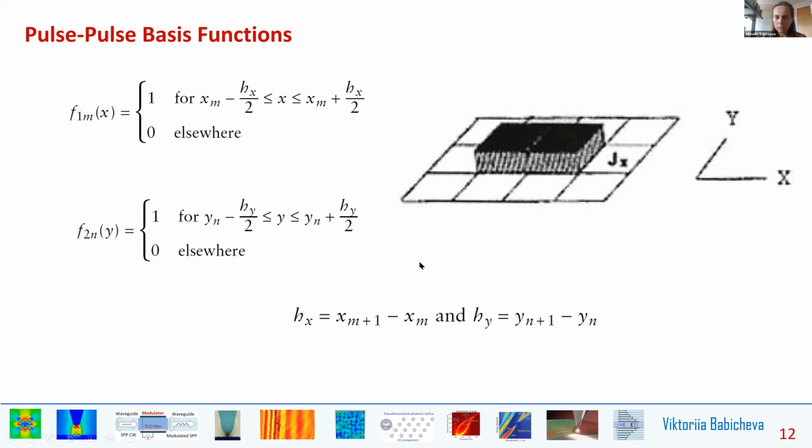So we have separate intervals hx and hy. This is how we define the subdomain lengths along each of these directions. And then the pulse subdomain basis functions for the function are defined over the cell pairs shown here.